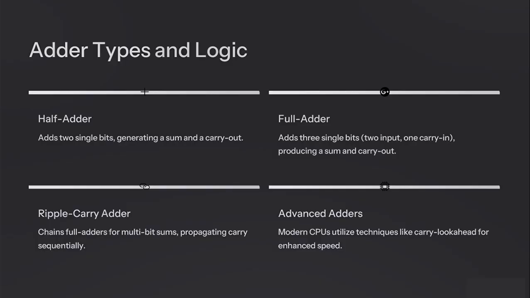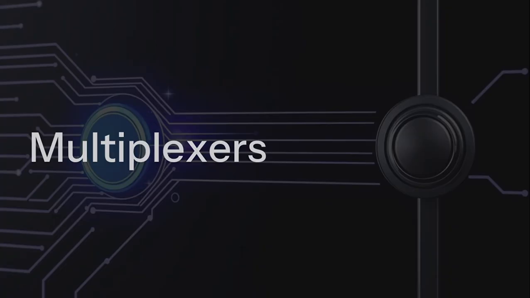carry out. The ripple carry adder chains full adders for multi-bit sums, propagating carry sequentially. Advanced adders: modern CPUs utilize techniques like carry look ahead for enhanced speed. So these are some of the types of adders. So now we move on to multiplexers.